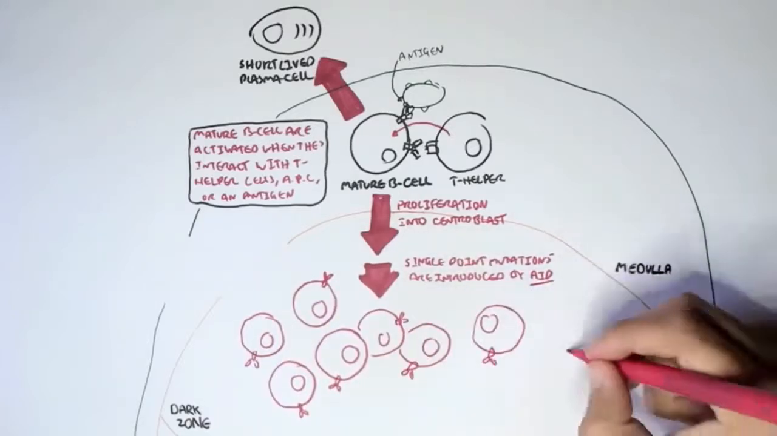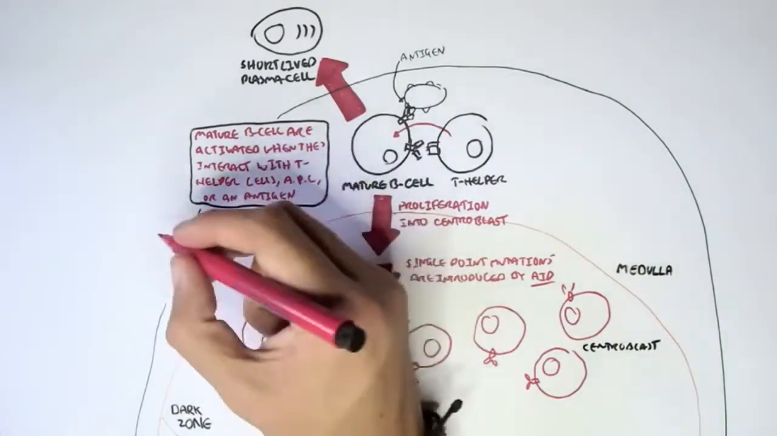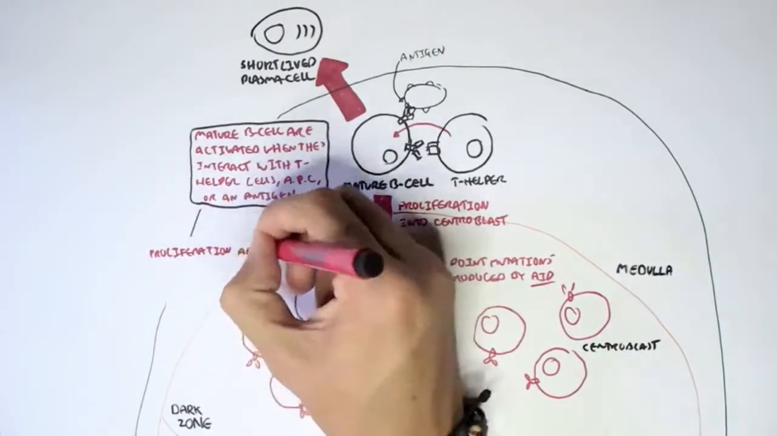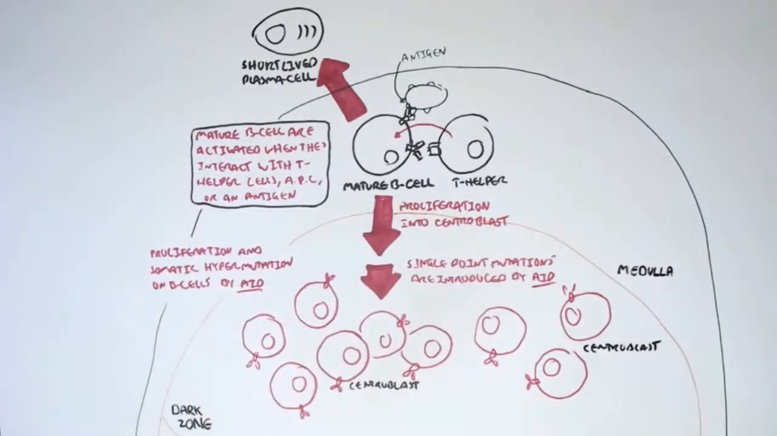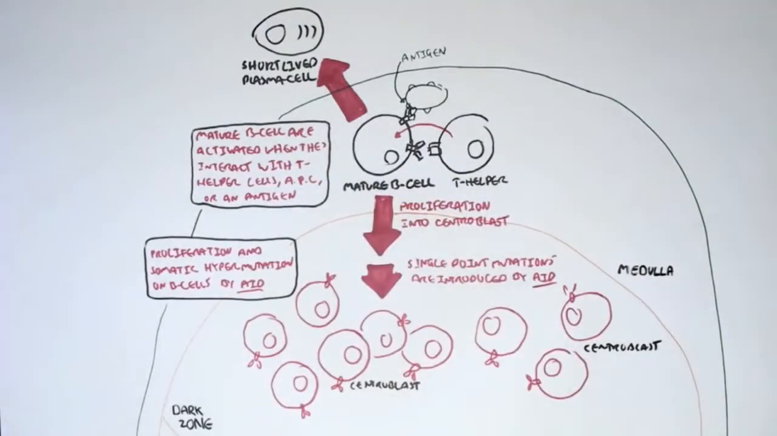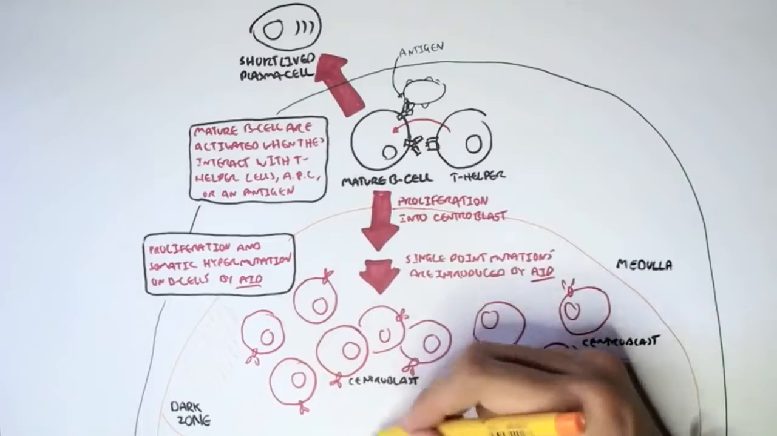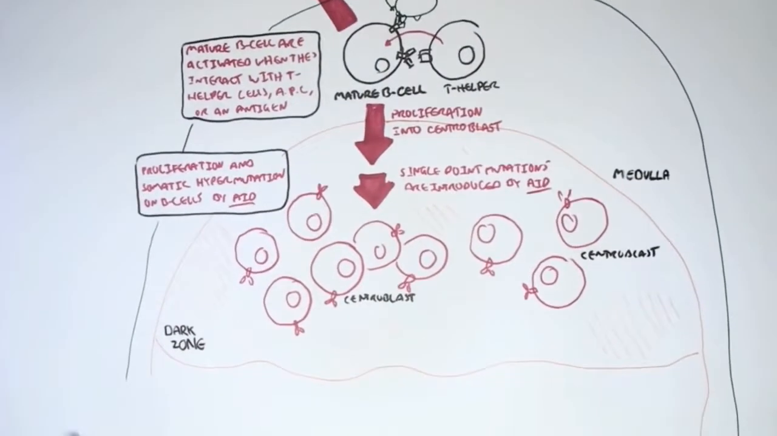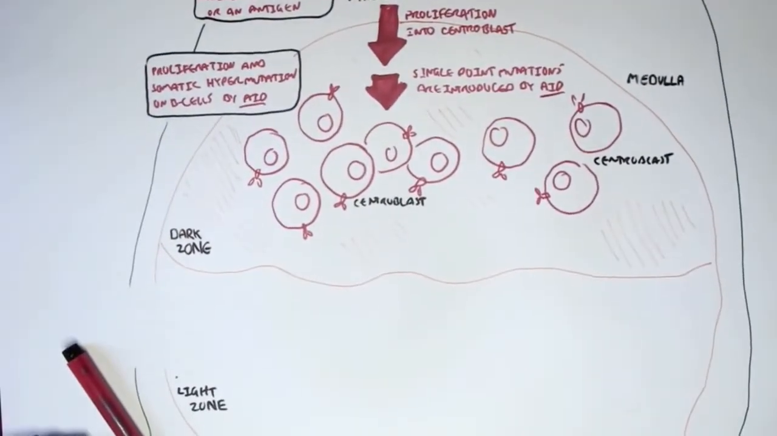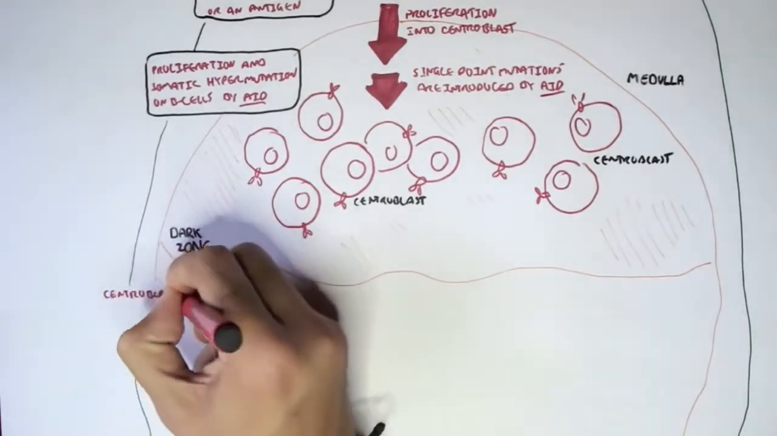And this is done by the enzyme activation-induced deaminase, or AID, which essentially causes point mutations within the gene of a mature B cell. And so this mature B cell will undergo proliferation into many centroblasts, as shown by this diagram. So we have many centroblasts. And from the somatic hypermutation, some of these centroblasts will have improved affinity, or some of these centroblasts will have a decreased affinity, and so will be a bad centroblast for the immune response.